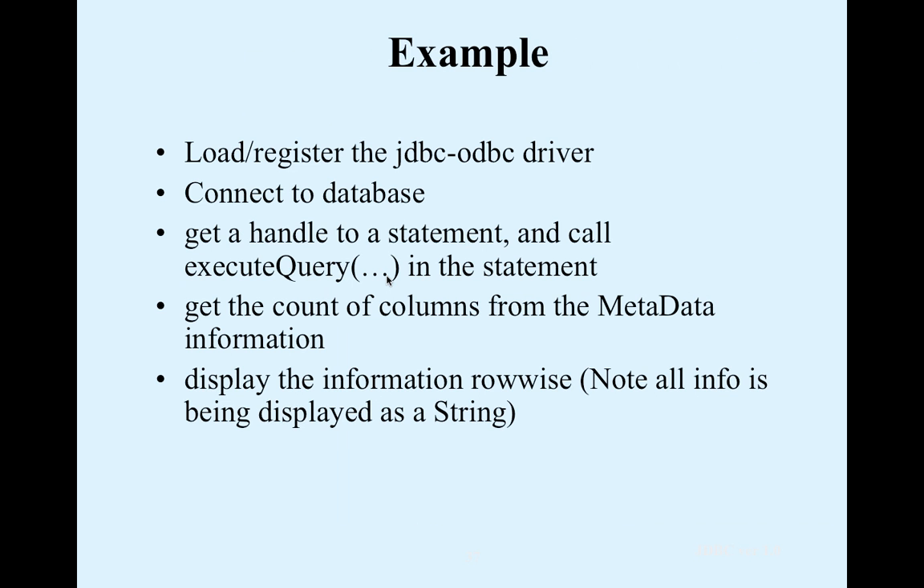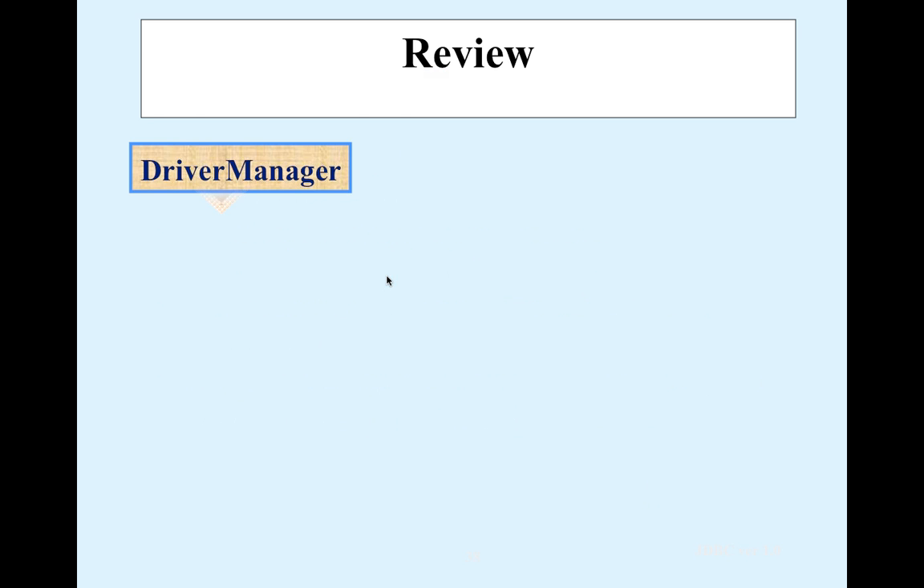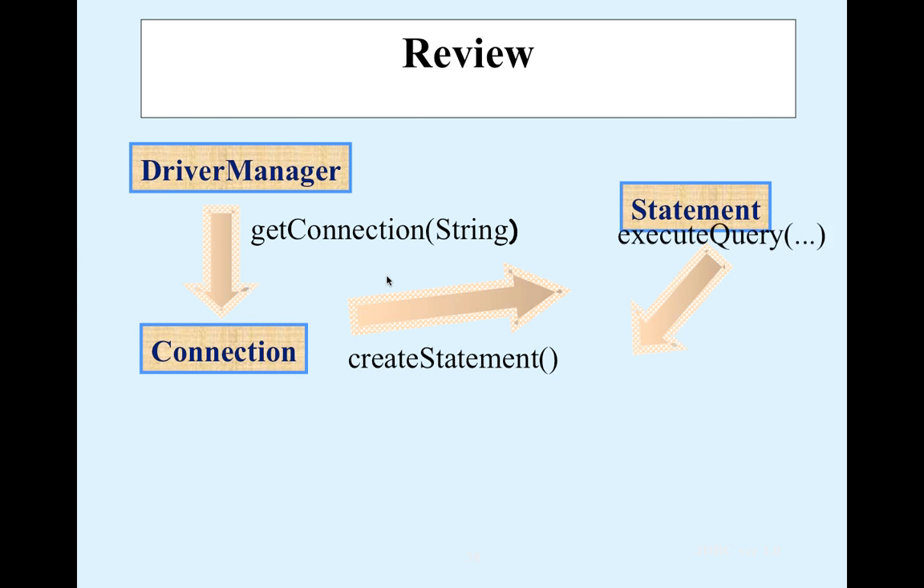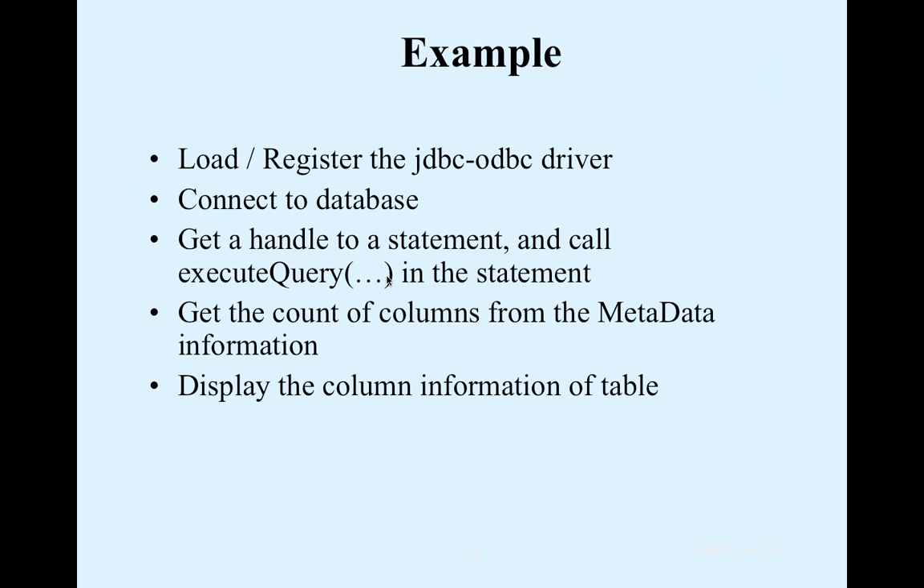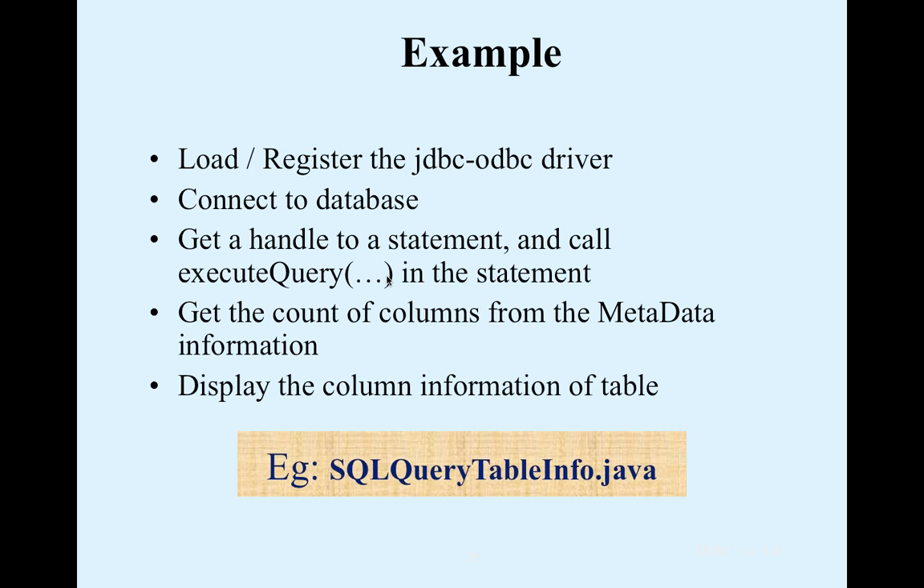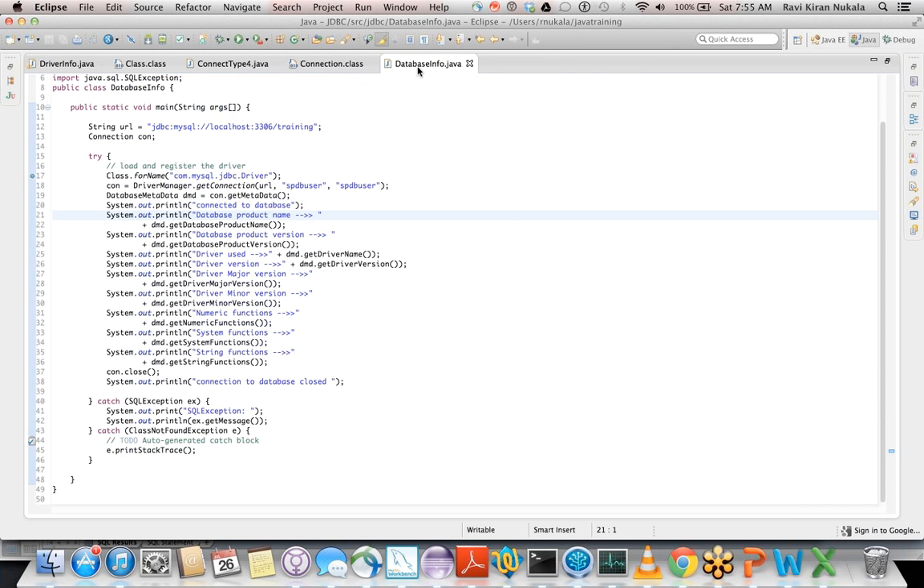Then, so here, example load. So what is it doing? SQL query: load or register the JDBC driver, connect to the database, get a handle to the query, and execute the query, get the count of columns. And I think we did this already, right? We know how to do the connection, get the metadata, and all that, right? This is just an overview of what we did. Table info. Let's just execute those samples.